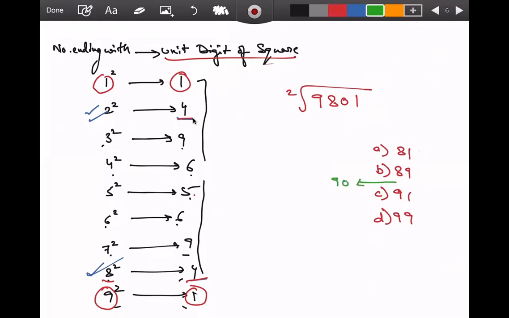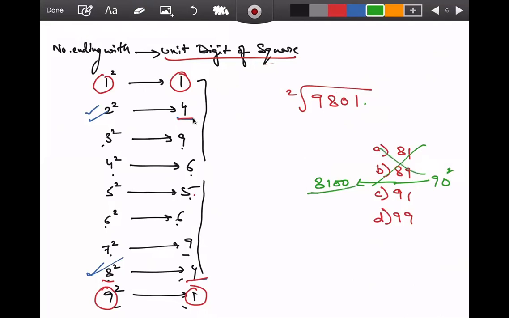What is 90 square? It is easy to find. 8100, yes or no, guys? Yes, sir. So our number 9801 is greater than 8100. So these two are eliminated directly. Because the square root of 9801 has to be greater than 90, because 90 square is what? 8100. So answer cannot be 81 or 89.